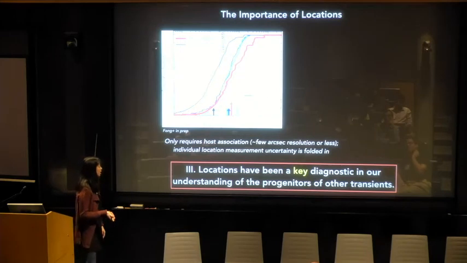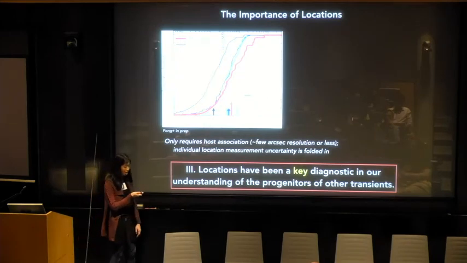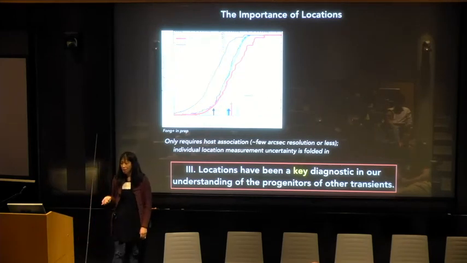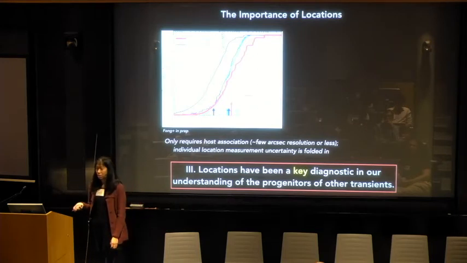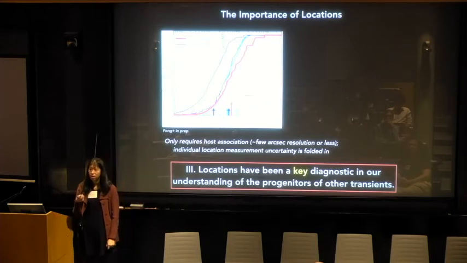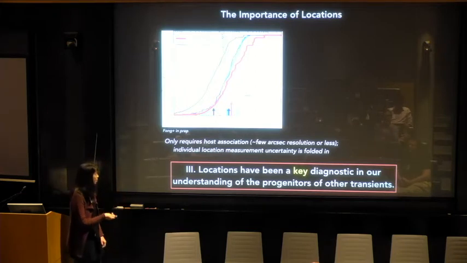The third lesson, and this is a little more specific, now going a little more practical: locations have been a key diagnostic in terms of understanding the progenitors of transients. So Tarne touched on this really well. I just want to reiterate that point through a couple of examples.